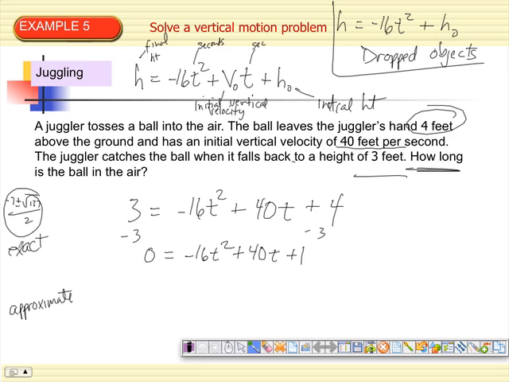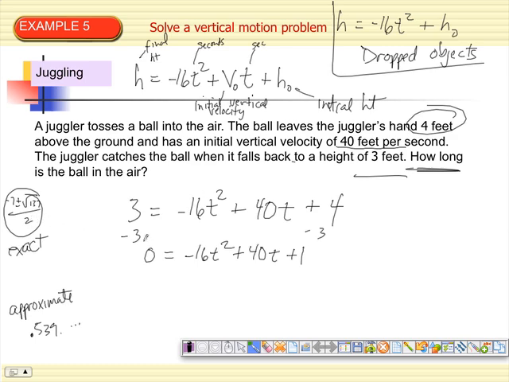A decimal answer, a rounded answer, an estimate. So you would change this to a decimal, and it would be, you know, whatever it is, 0.539. I'm just guessing here. This is an approximate answer. This is an exact answer.